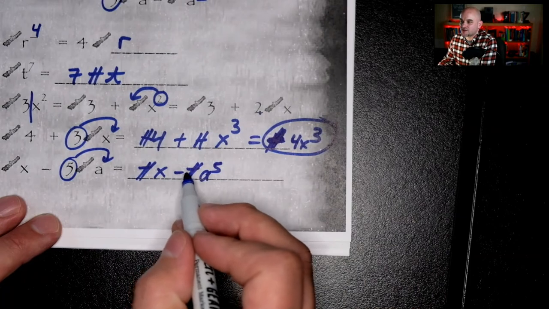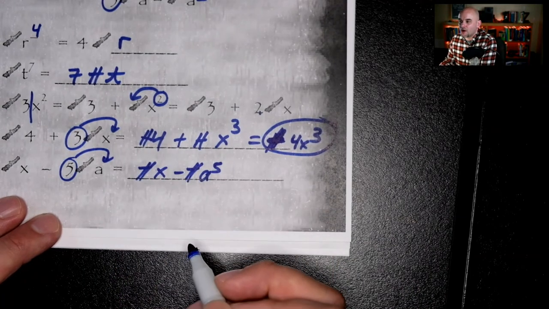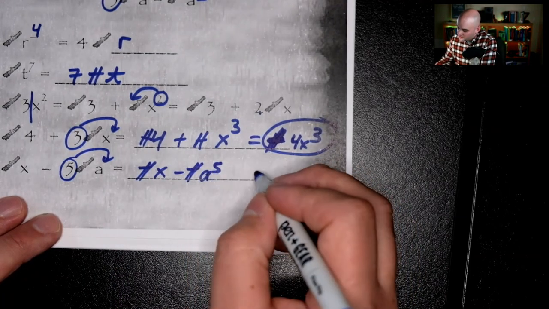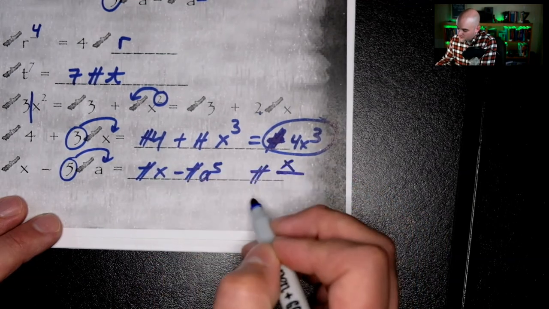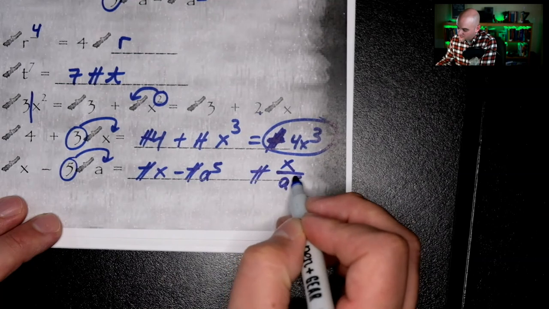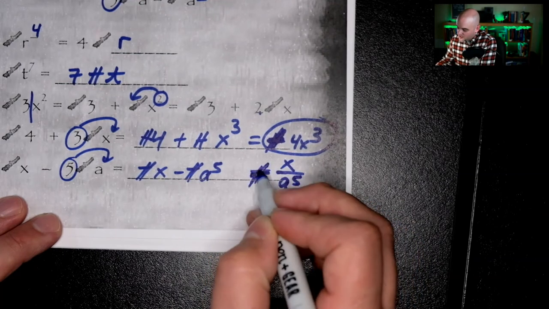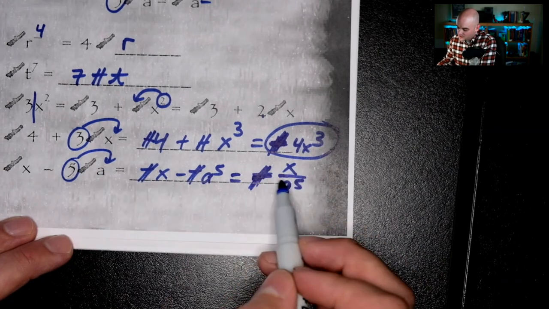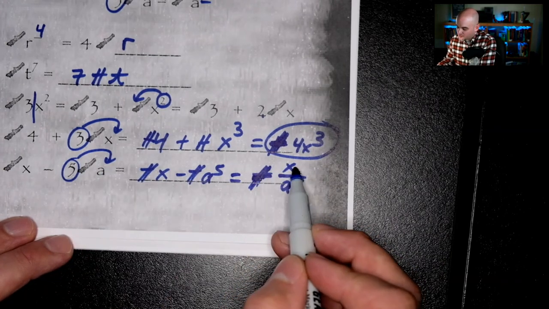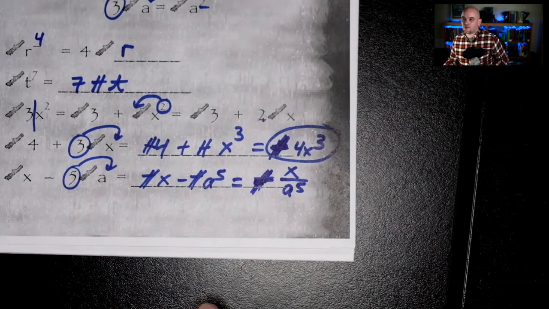And I say, you know what, when it's subtraction, I can combine this into one bacon just by moving it from subtraction to division. That one goes up top, the x goes up top, and then a to the 5th in the bottom. So that is the same thing as saying bacon x minus 5 bacon a is the same thing as bacon of x over a to the 5th. All right? That's your results for all of our bacon hieroglyphics, because the Egyptians, I'm sure, ate lots of bacon.